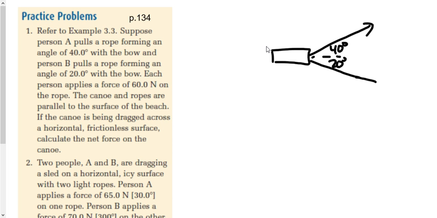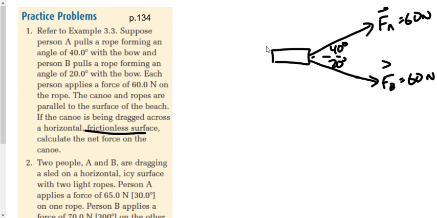They're both pulling it with a force of 60 newtons. So I'm going to call FA 60 newtons at 40 degrees, and FB is 60 newtons at 20 degrees. Now it does say that it's a frictionless surface, so that's a good thing. We don't have to worry about friction. If there was friction, then it would act in the opposite direction to the net force here.